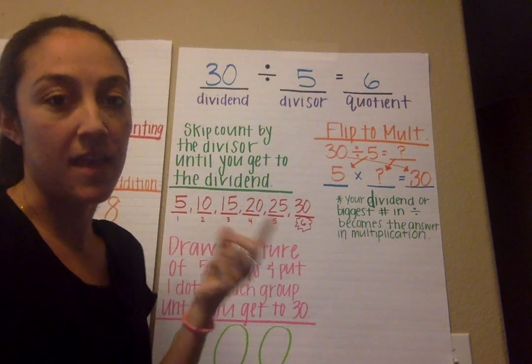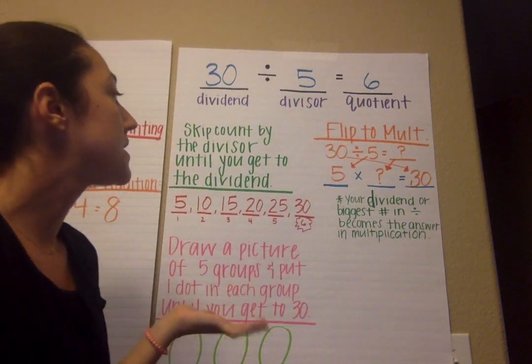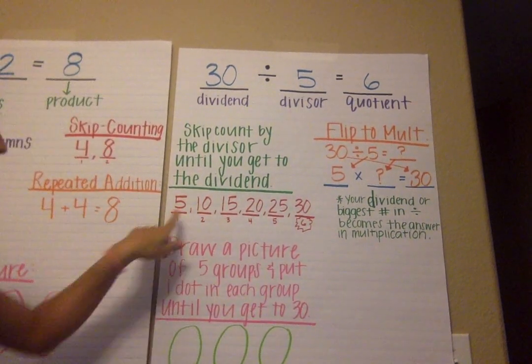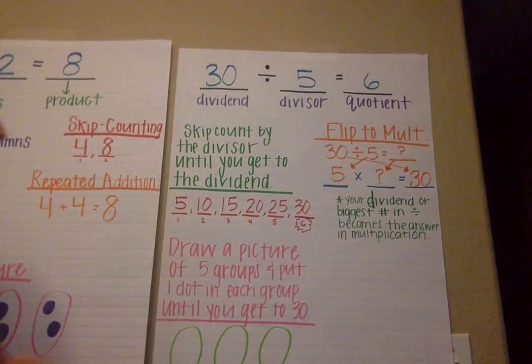So 5 times what equals 30? And then you can find that out by skip counting by 5s. And then you would come up with 6 again to go there.